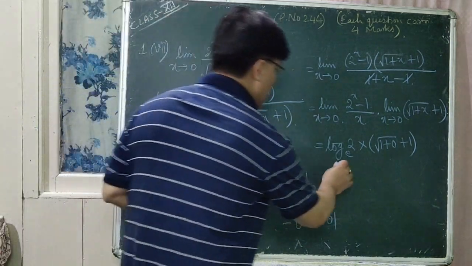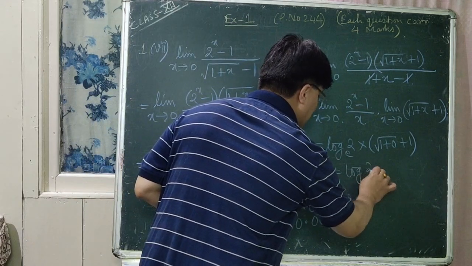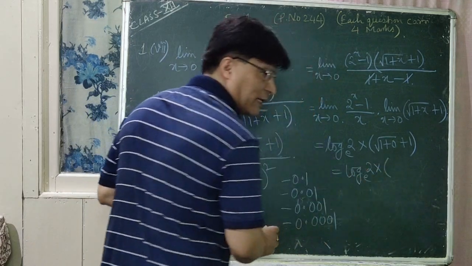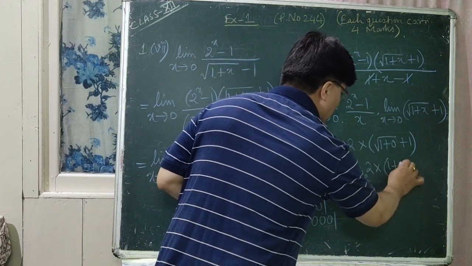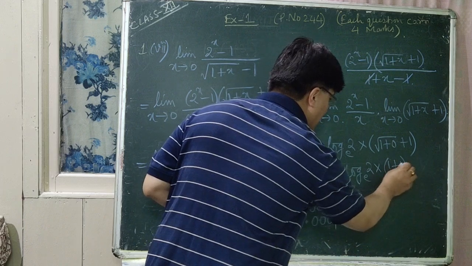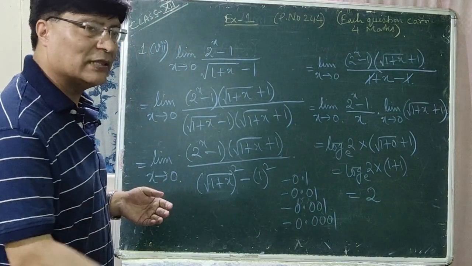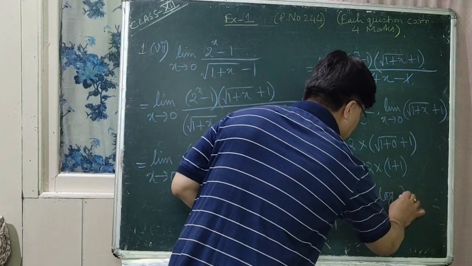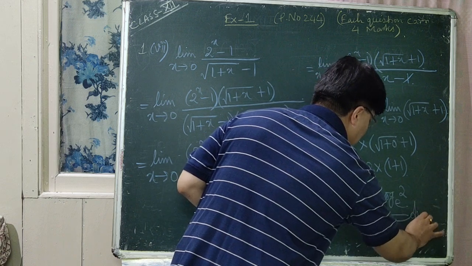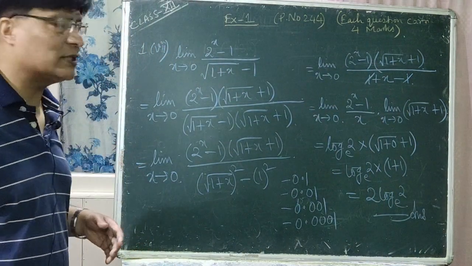Is that clear? So which is equal to, this is your log 2 base e into within bracket, that is what is square root of 1? That is 1. So it is 1 plus 1, which is equal to 2. It is taken outside, it is taken in the front of log 2. So it is 2 log 2 base e. So 2 log 2 base e is the final answer. So I think you have understood it.